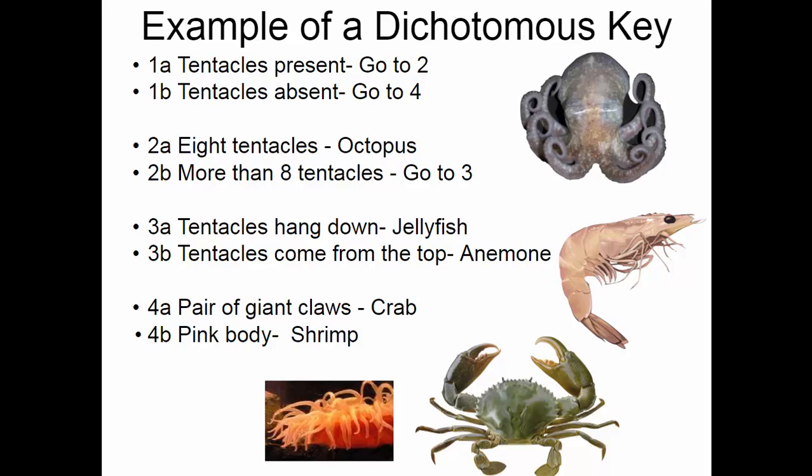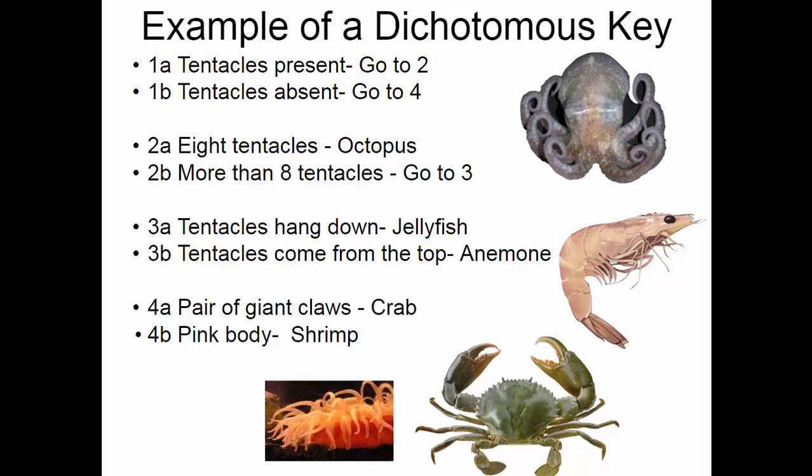So let's take, to begin, this organism in the top right. Of course you know what it is, but if we did not, we look at it and start at number one, the first set of statements. You'll see there's one A and one B. Are tentacles present or absent? Present. So we look at the end of the statement. Now we go on to statement number two. Are there eight tentacles or more than eight? There's exactly eight. So this is an octopus. It's identified. If we had no idea what an octopus was, we could still use this key and figure out what it is.